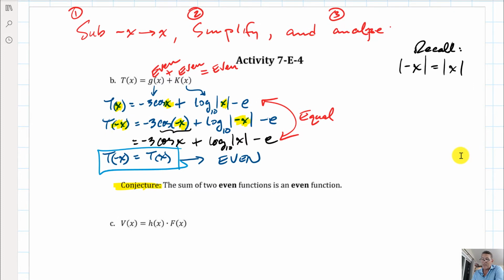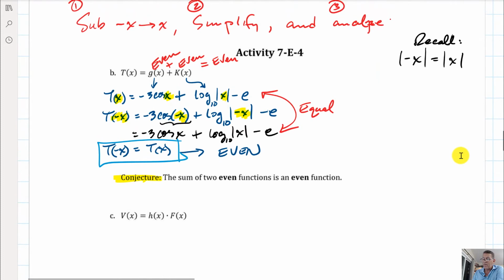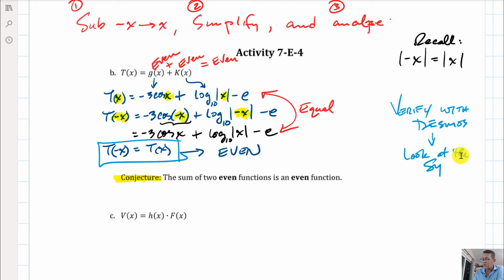So don't assume that if it's not even, it's odd, because sometimes they're neither even nor odd. And you could verify this with Desmos. You put that in. Just type in the original function and look at the symmetry of what you got.